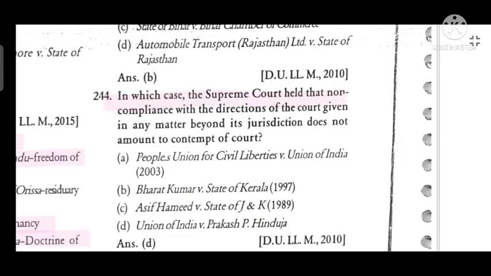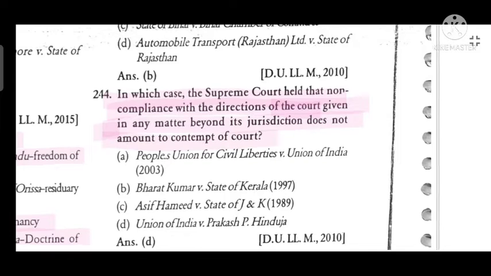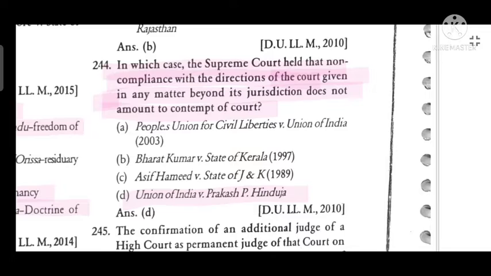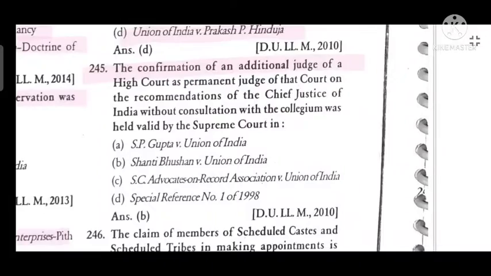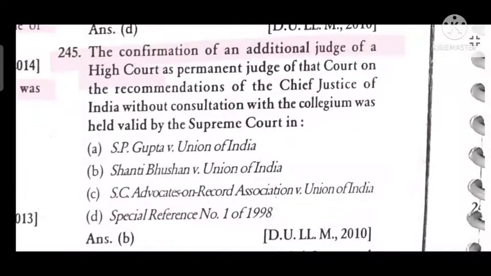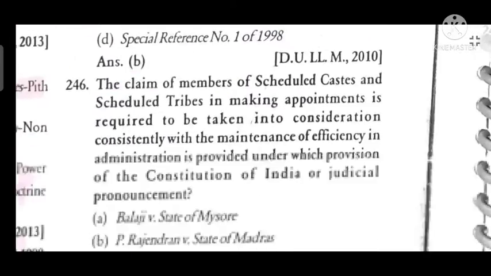In which case Supreme Court held that non-compliance with direction given by the court in the matter beyond its jurisdiction does not amount to contempt of court. Union of India versus Prakash P. Hinduja. The confirmation of additional judge of a High Court as a permanent judge of that court on the recommendation of Chief Justice of India without consultation with the Collegium has been held valid by the Supreme Court in Shanti Bhushan versus Union of India.